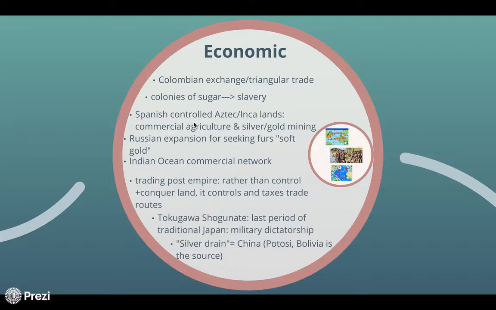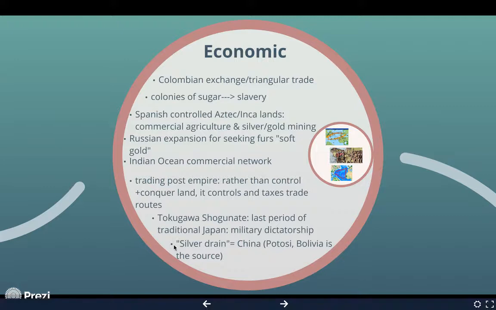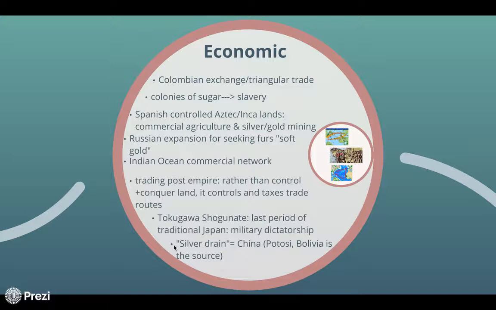And so down here, China became a silver drain because the emperor would only let its people pay their taxes in silver. So everyone in China needed silver to pay their taxes. So all of the silver would be exported to China because there was such a high demand for it.